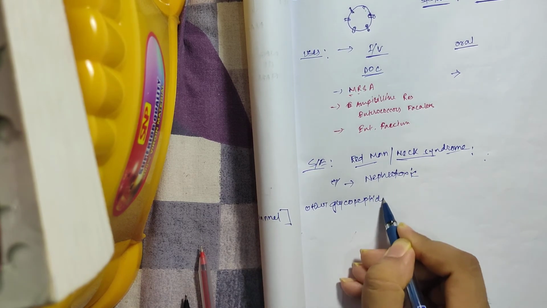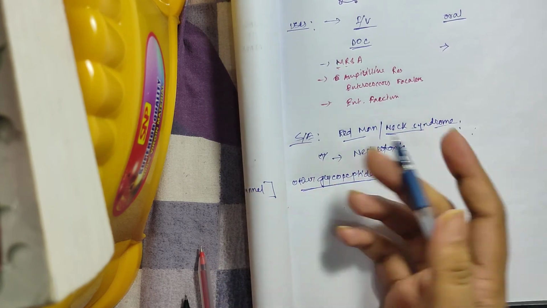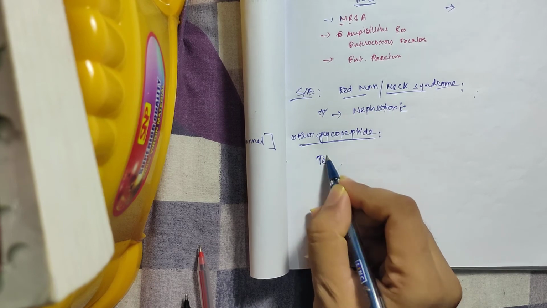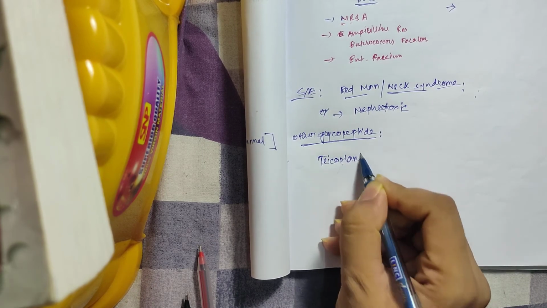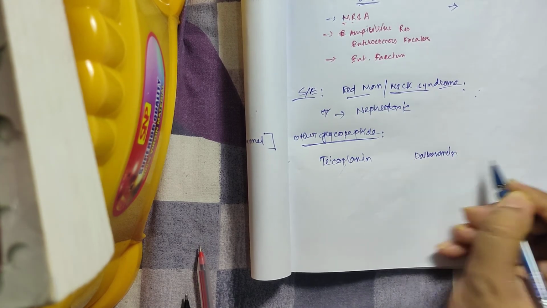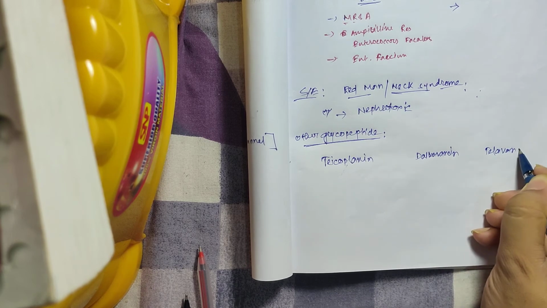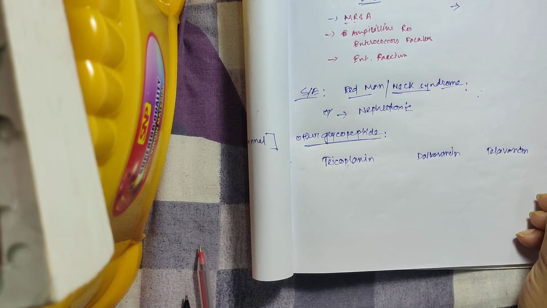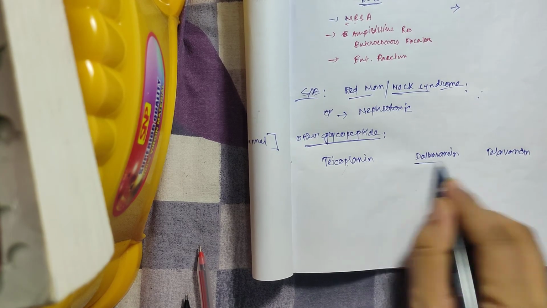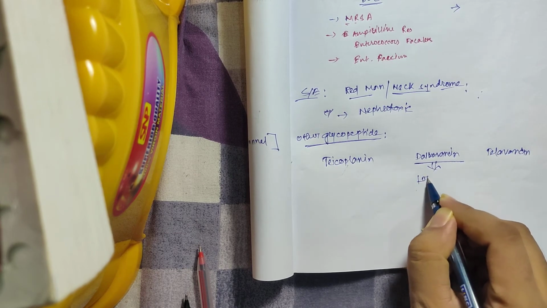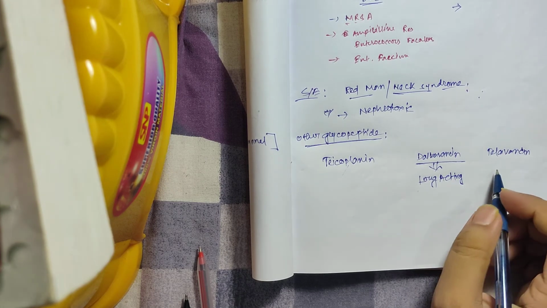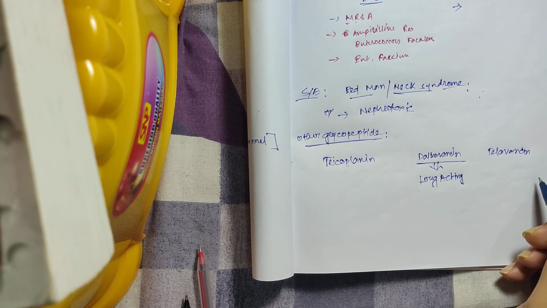So now you have to know some other glycopeptides, right? I have already told you about vancomycin. Now other glycopeptides, till now we have teicoplanin, dalbavancin, telavancin, oritavancin, right? Among these, dalbavancin is the longest acting.